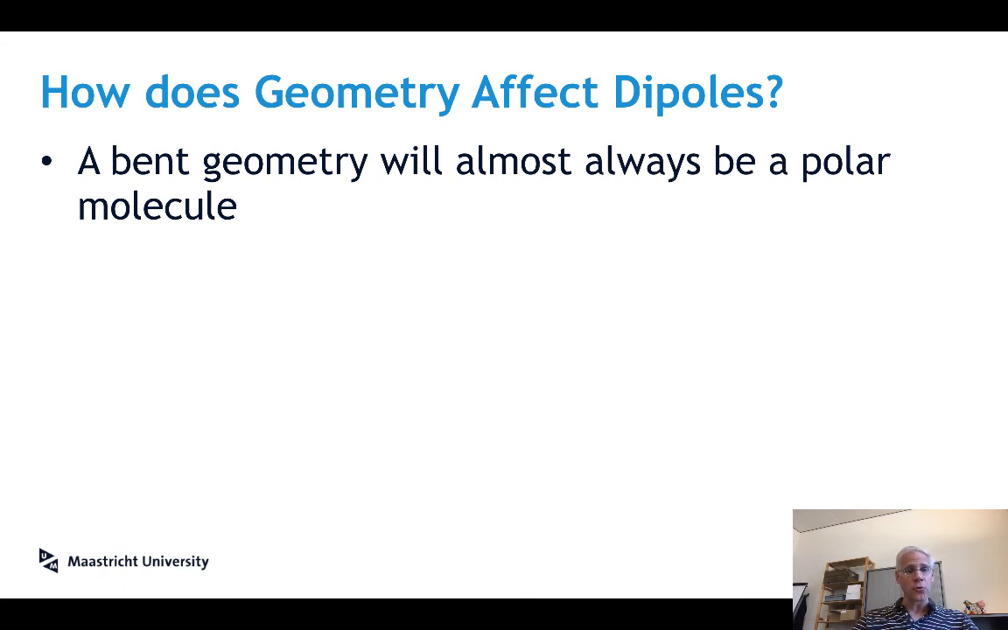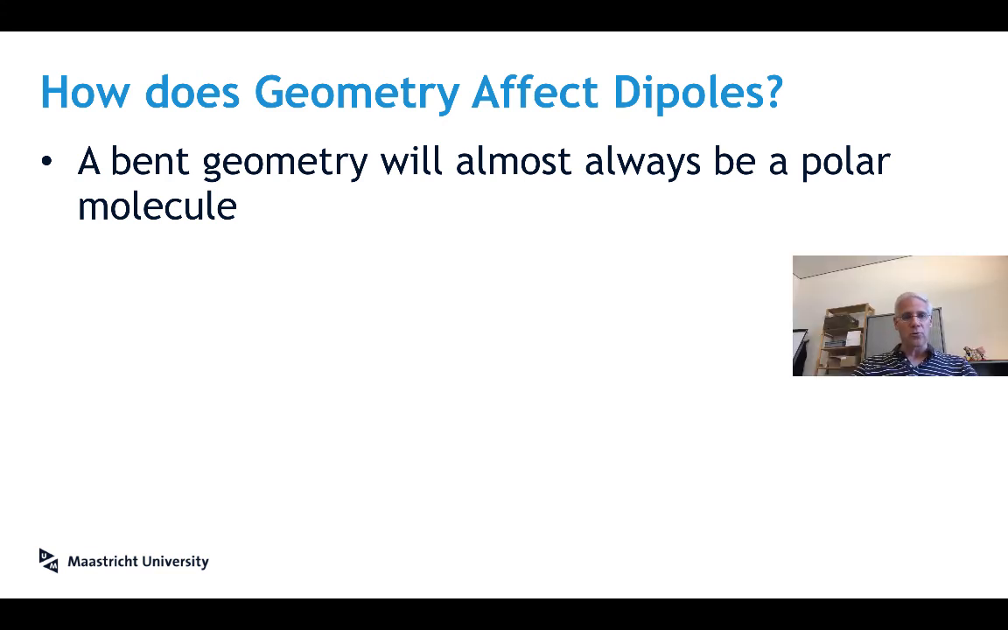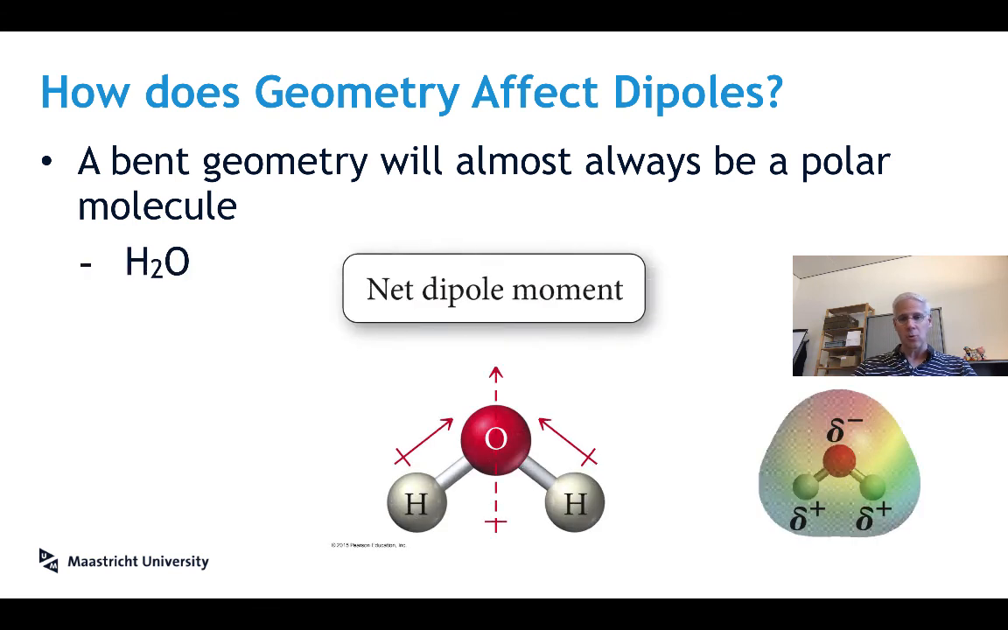This happens generally when you don't have lone pairs and you have a geometry that's completely symmetrical. If you have any lone pairs, you will almost always have a polar molecule. So if you have a geometry that's bent due to lone pairs, it's almost always polar, just like water.